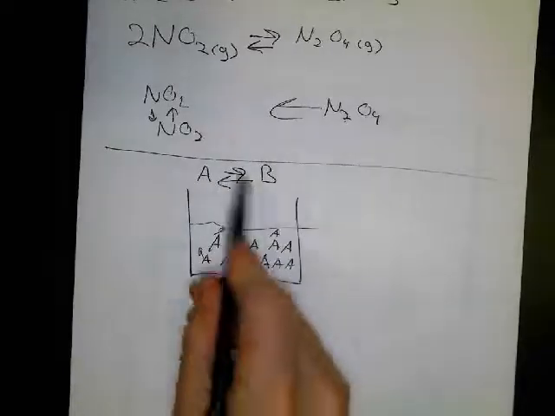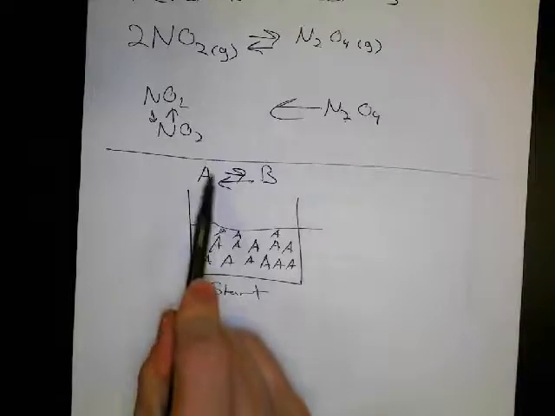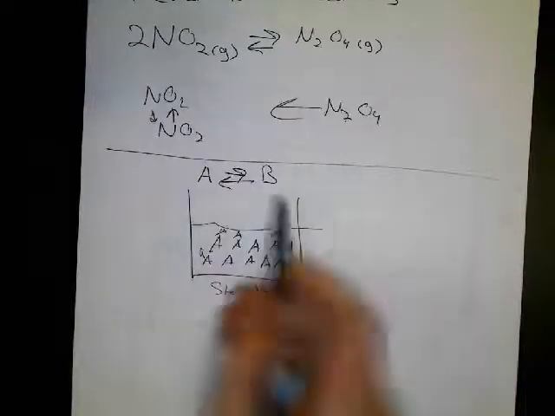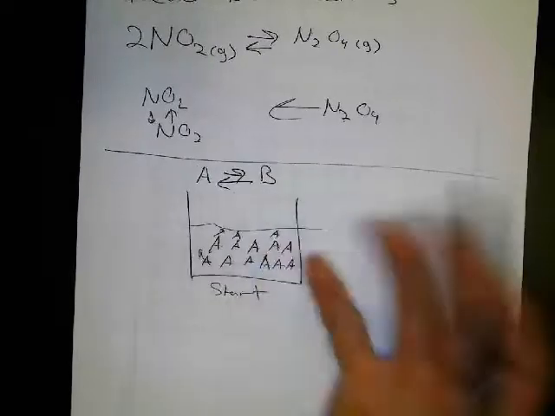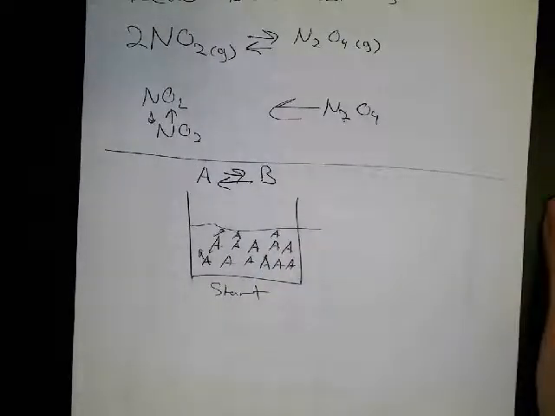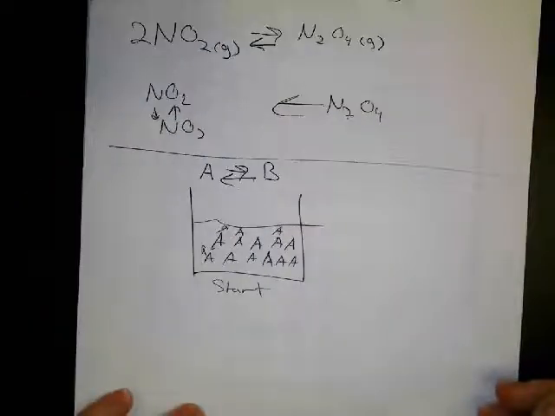Now, these rates don't necessarily happen at the same amount. For instance, it might be that 3 moles of A per second will turn into B, but only 2 moles of B per second will turn into A. It could be a number of different rates, and that rate can actually change based on the concentration, the temperature, and everything else. So I'm going to make up some rules here.